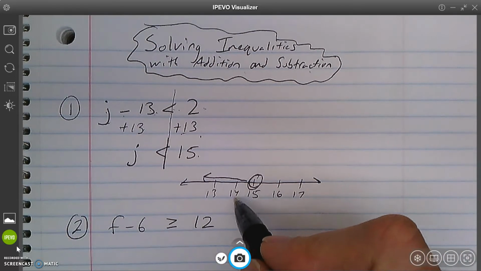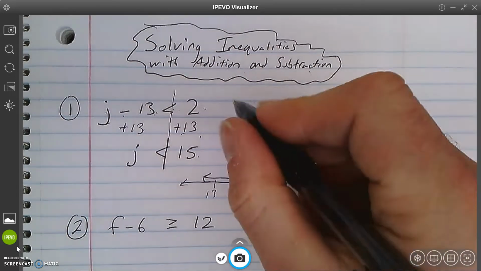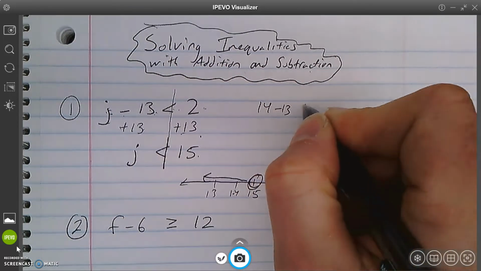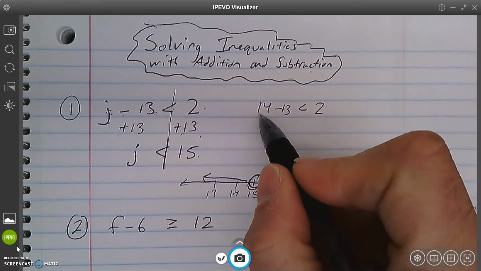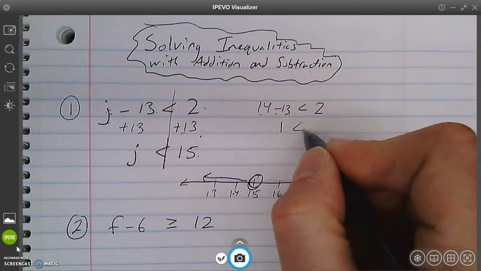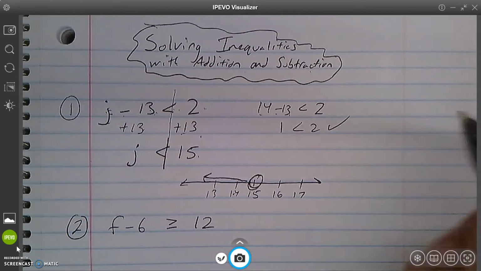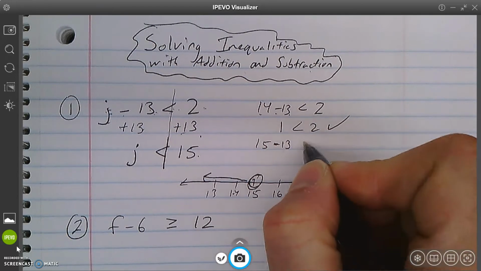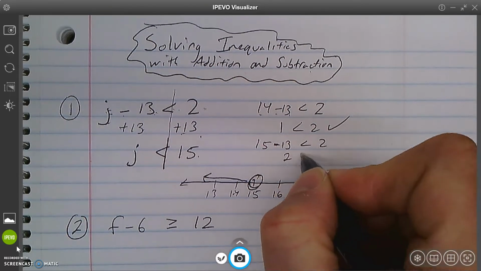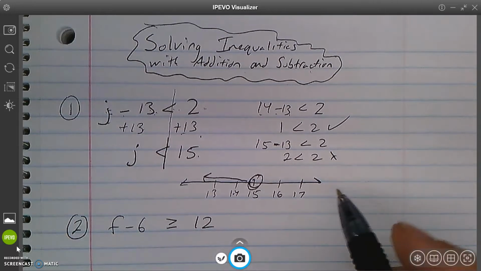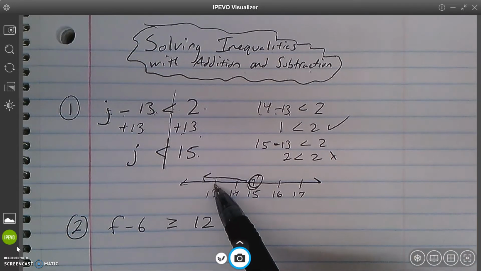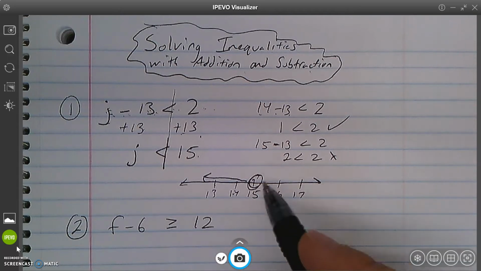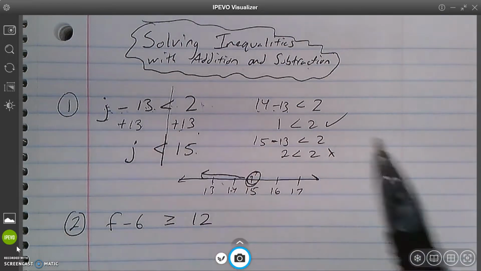So let's try this out. Let's put a number that's less than 15. Let's do 14. Does that work? 14 minus 13, is that less than 2? 14 minus 13 is 1, and 1 is less than 2. That works. But 15 doesn't work, because 15 minus 13 is 2, and 2 is not less than 2. So 13 would work: 13 minus 13 is 0, which is less than 2. So that makes sense. Any number that's less than 15 would work for this inequality.